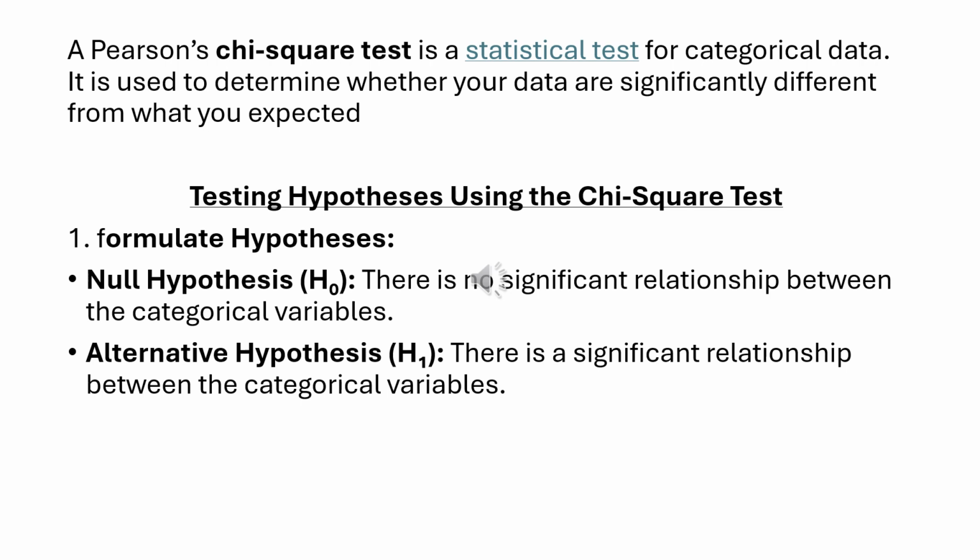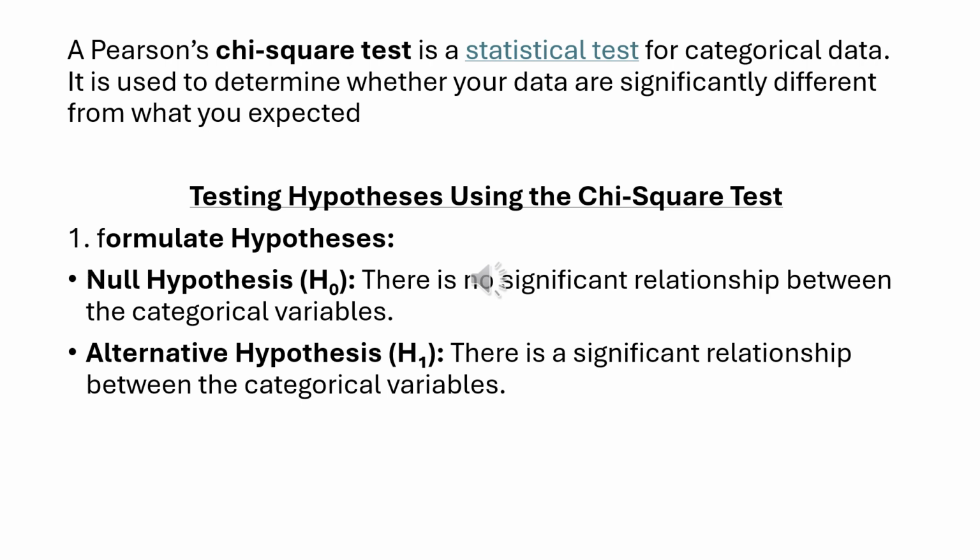So the first step is formulation of hypothesis. Every research starts with a hypothesis. Hypothesis can be either null hypothesis or alternative hypothesis. Null hypothesis says that there is no significant relationship between the categorical variables, whereas the alternative hypothesis says that there is a significant relationship between the variables.